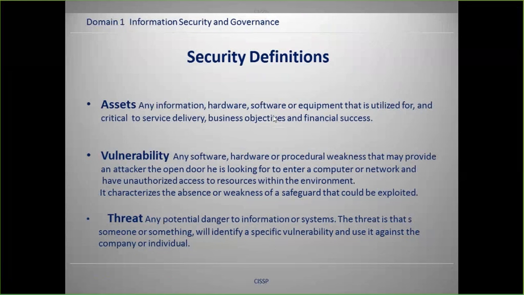Then comes risk. Risk is the likelihood of a threat agent taking advantage of a vulnerability and the corresponding business impact. So in simple words, always remember, risk is the product of probability of occurrence and the corresponding business impact. This is a basic definition.